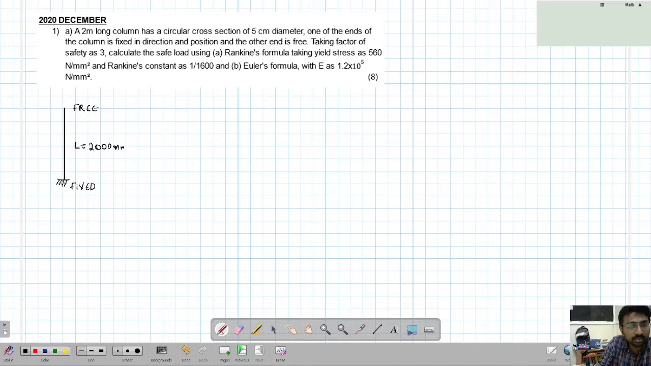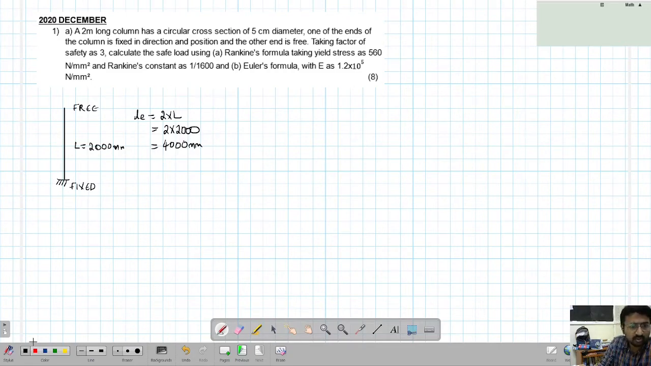The moment you get a column length and boundary condition, you have to calculate the effective length. Effective length for a cantilever is 2 times capital L. So this is a cantilever column. That means 2 into 2000, which is nothing but 4000 mm. This is the effective length of the column that you have to consider.